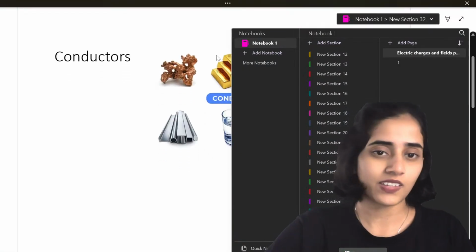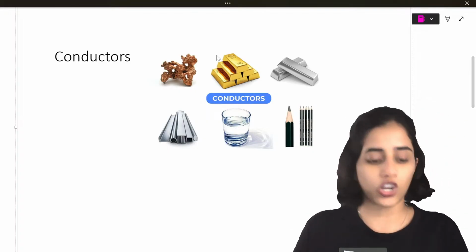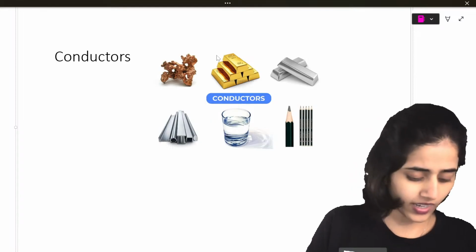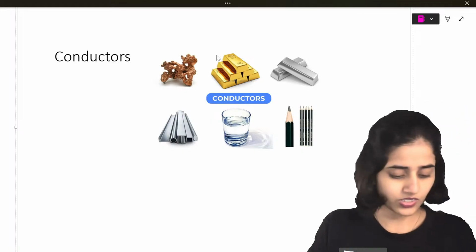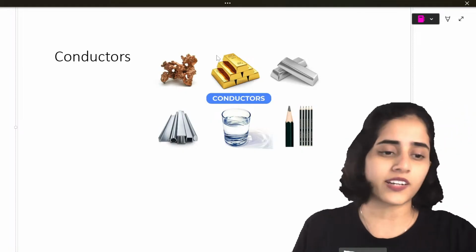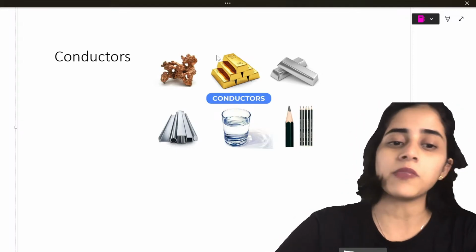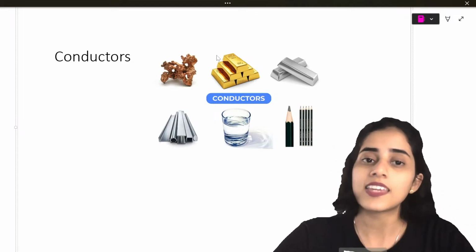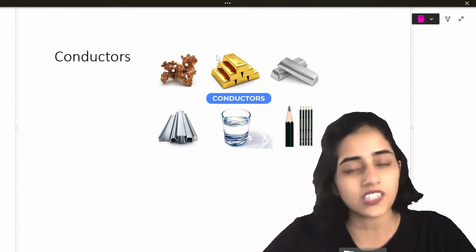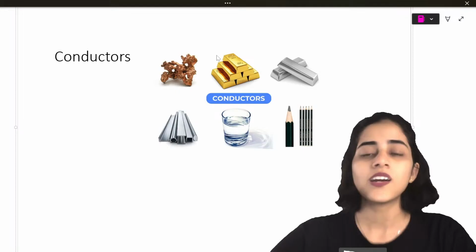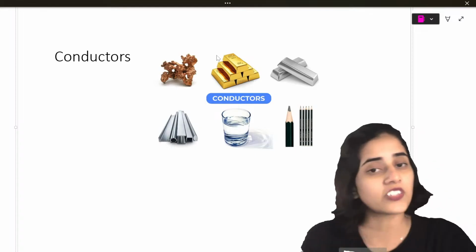Okay. So as I said, today we're going to talk about conductors. Now, what are conductors? I'm sure all of you have heard the term conductors, haven't you? So conductors are things that can conduct. Conductors can be electrical as well as heat conductors. If something conducts heat, it's called a conductor of heat. If something conducts electricity, you can call it a conductor of electricity. So a conductor is something that allows heat or electricity to pass through.